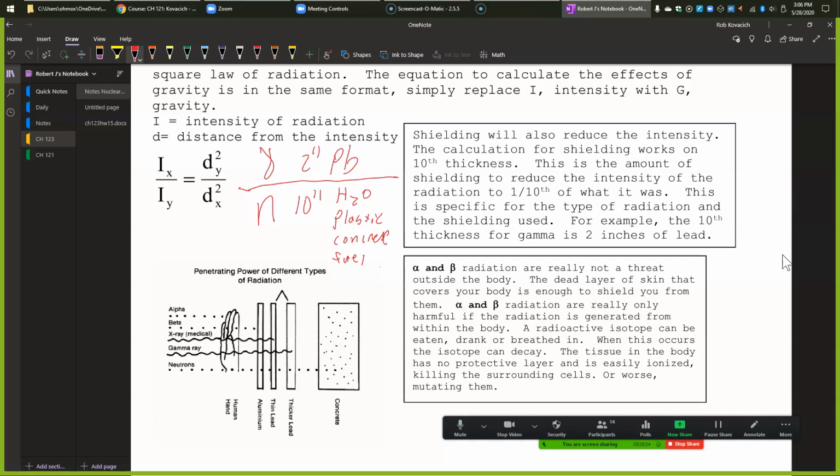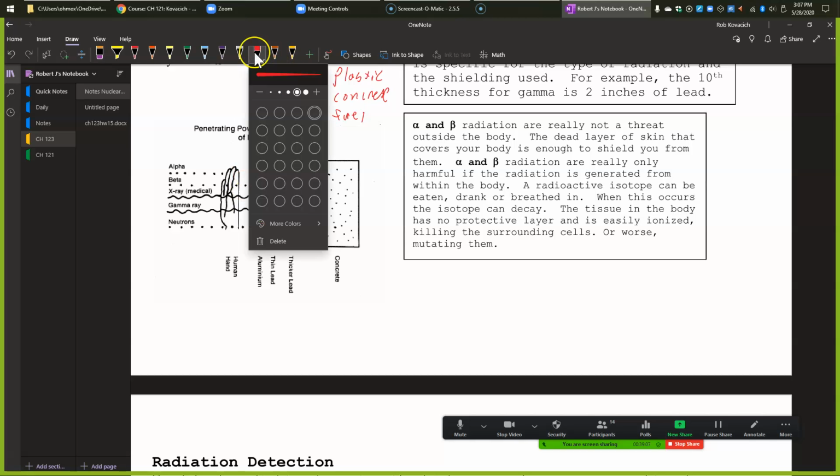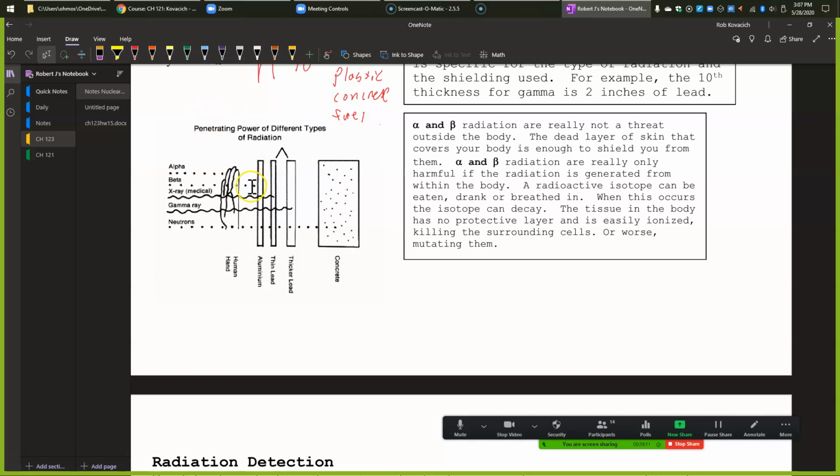Wait, but that diagram shows that it can. That's a hand, right? Where are you going? I'm not saying you're right, but I'm saying the diagram is then wrong. I always forget I can't draw with the mouse on this. There we go. Is that better?